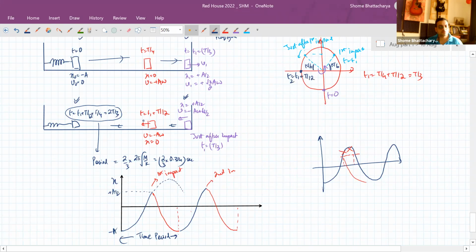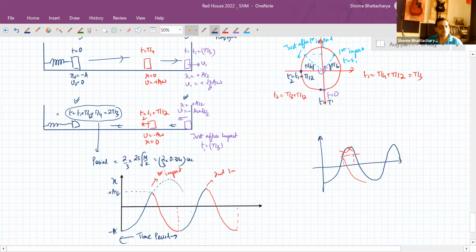Okay, let's say this is t2. So that t2 is T by 3 plus T by 12. And then finally, it's back here. Let's say that is t prime.